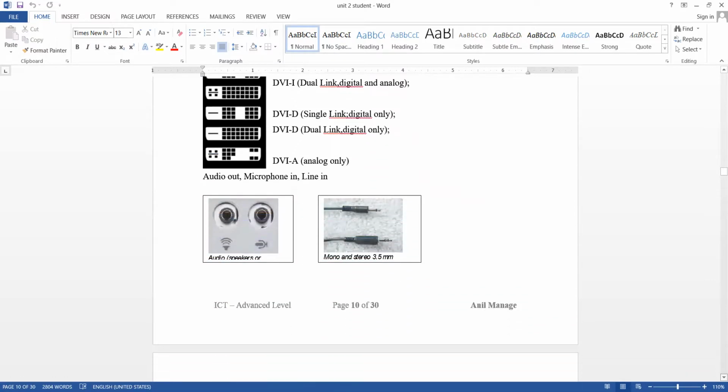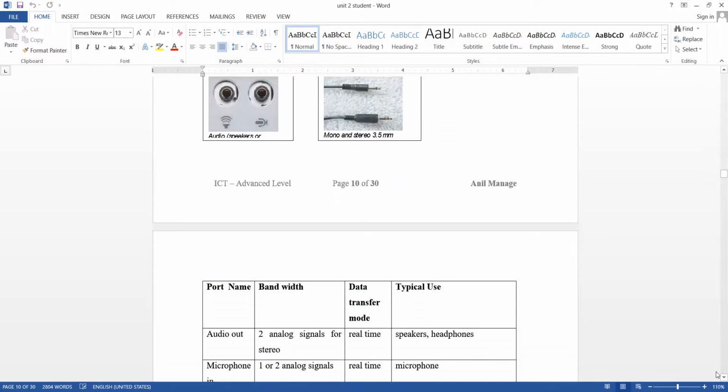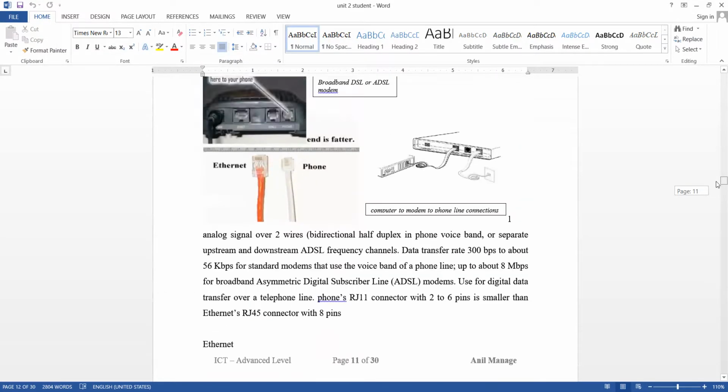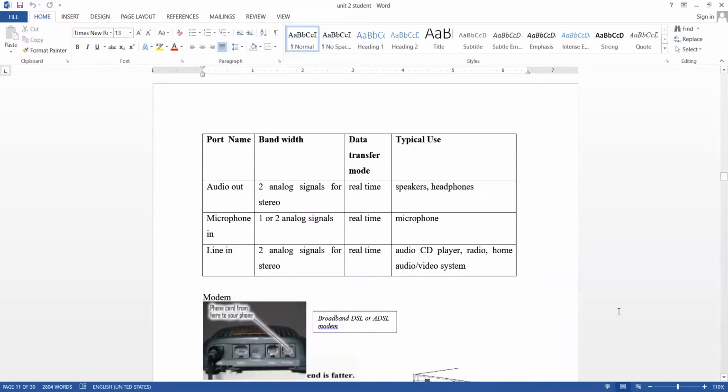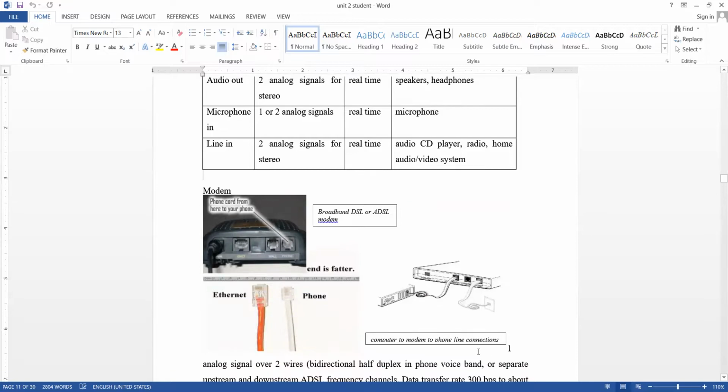Then audio out, microphone, line in, that is audio input and output. Speakers and microphones can be connected through this one. So audio out, microphone in, line in. You can connect some audio players, those kinds of things. No need to buy this stuff, just have an idea. These are additional stuff for you all.